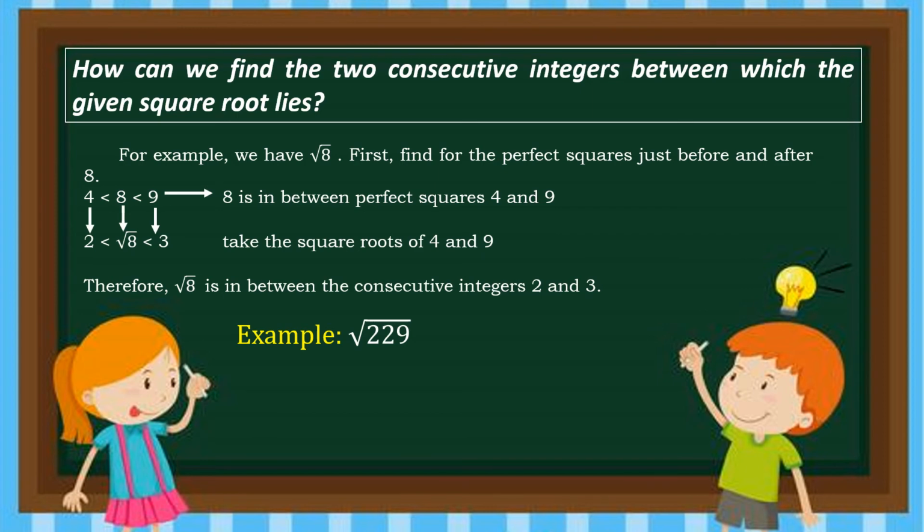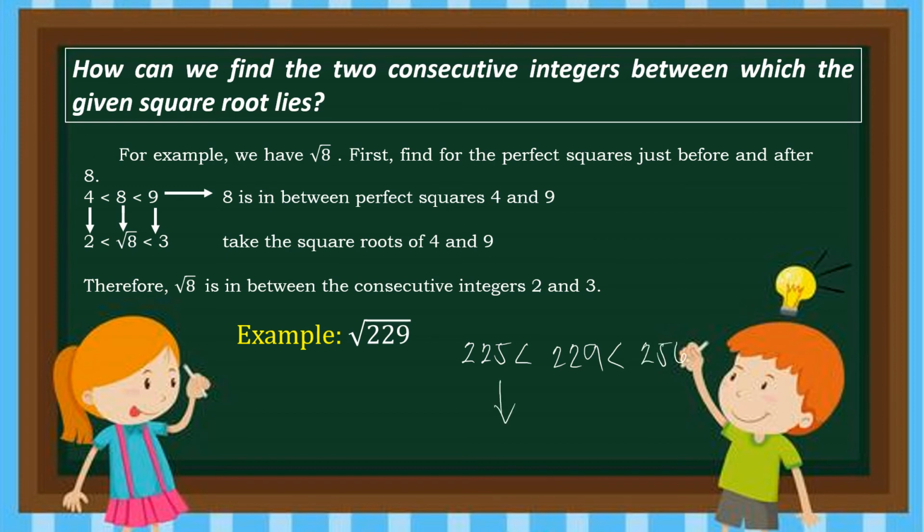The example tells us to find between what two consecutive integers can we find the square root of 229. So, hanapin natin yung perfect square before and after 229. So, that would be 225. That is less than 229, right? And 229 is less than 256.